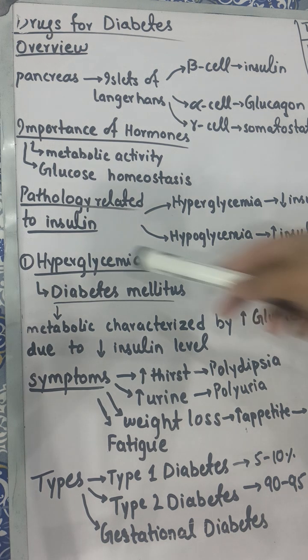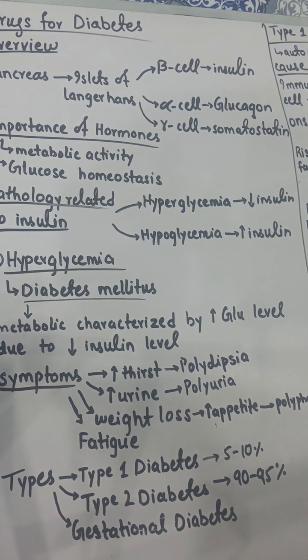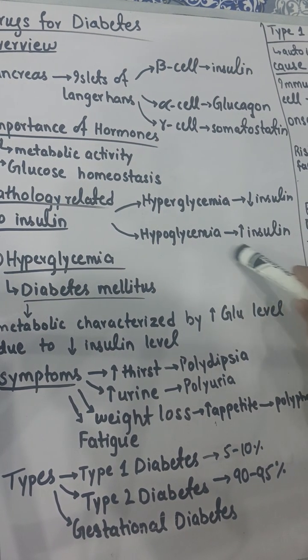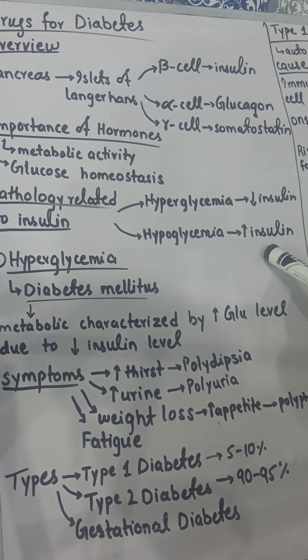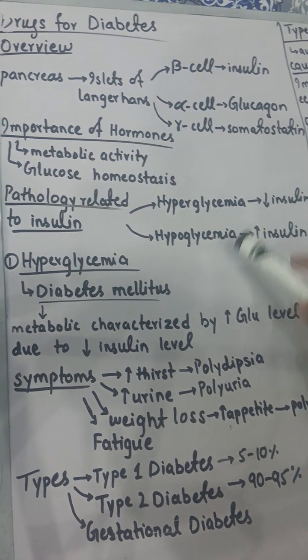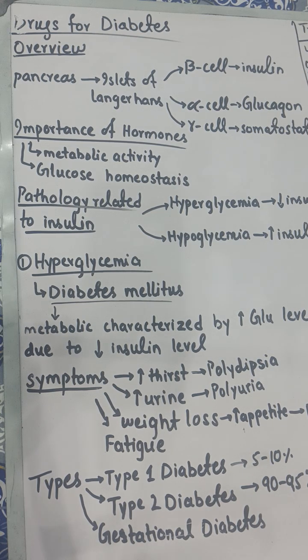So let's discuss pathology related to insulin. Two cases are discussed: hyperglycemia and hypoglycemia. Hyper means high and glycemia means glucose, so glucose is high. Whenever the glucose increases, insulin concentration decreases. And whenever there is hypoglycemia, hypo meaning low and glycemia meaning glucose, insulin concentration is high. So if glucose is decreased, insulin is high. If glucose is high, insulin is low. So it means there is an indirect relation between the glucose and the insulin.